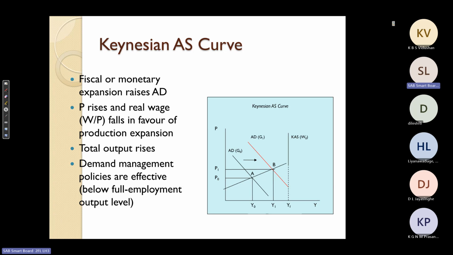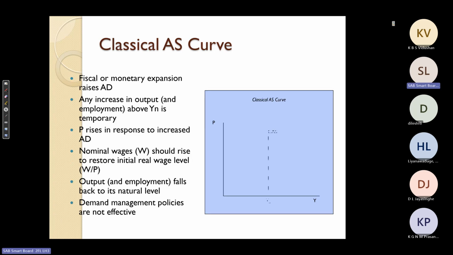According to the Keynesian aggregate supply curve, we draw it like this: upward sloping until full employment, and thereafter vertical. The vertical part explains the classical aggregate supply curve, because in the classical case, supply side factors are more important, not demand. So the classical aggregate supply curve is vertical. The Keynesian aggregate supply curve is horizontal, or merely horizontal.